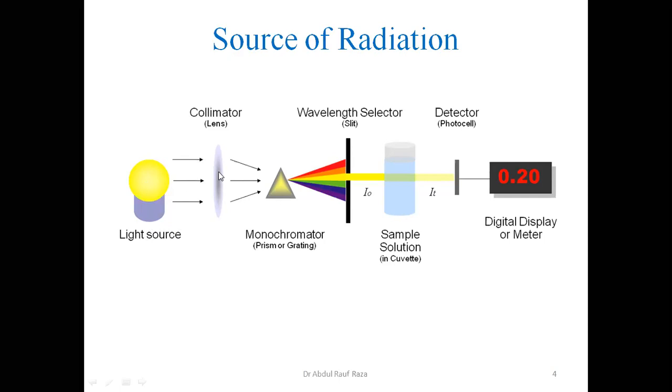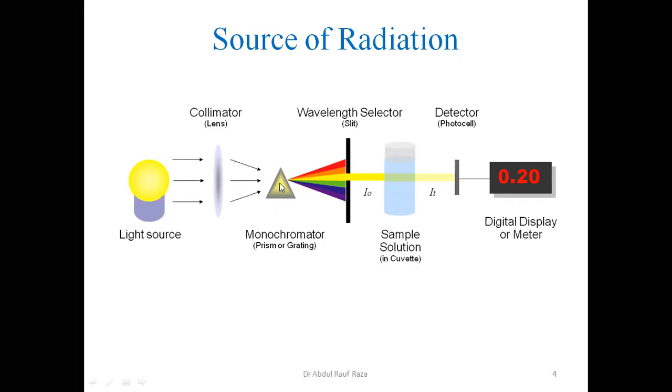So these radiations are passed through a lens. This lens is a converging lens. You can see this is a convex lens, which is a converging lens. It arranges all radiation to one focal point. That focal point meets on a prism. You see, this is a prism.